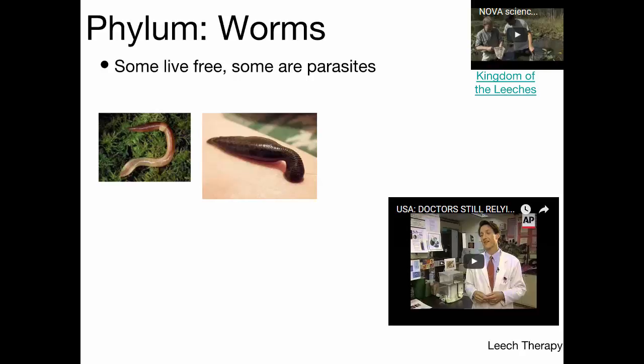Some worms are free, like the earthworms. Some are parasites. This is one we're going to look at next week. This is a flatworm called the Planaria, and we're going to look at it under the dissecting microscope. They're pretty small, several millimeters long. But what's interesting about Planaria is that if you cut one in half, each half will grow into a whole new Planaria. So they have this ability to regenerate.